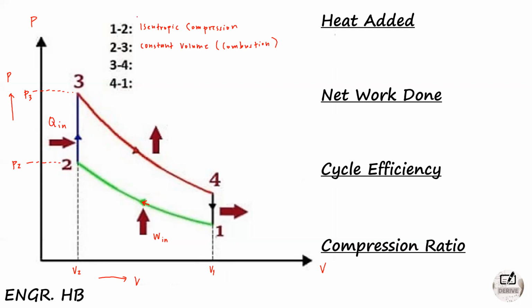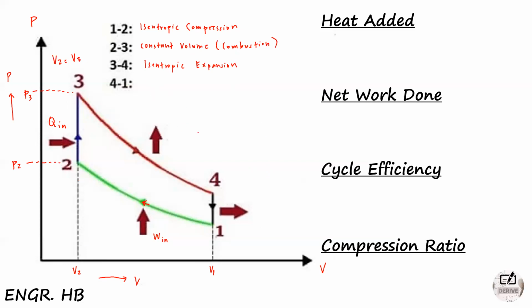Okay? So, how about the point 3 to 4? If your 1 to 2 is isentropic compression, obviously this point 3 to 4 is expansion. So, since this is a curve similar to 1 to 2, so this is an isentropic, and of course, nag-expand from volume 3 to volume 4. So this is an isentropic expansion. And another point to remember, of course, if this is a constant volume is a 2 to 3, ibig sabihin V2 mo is equal to V3. Okay?